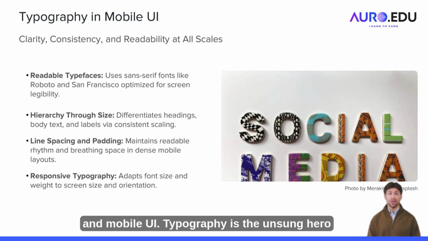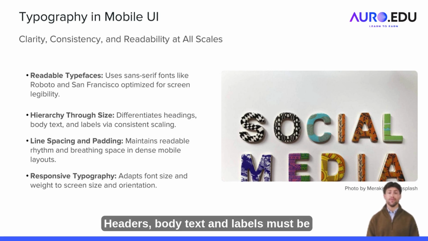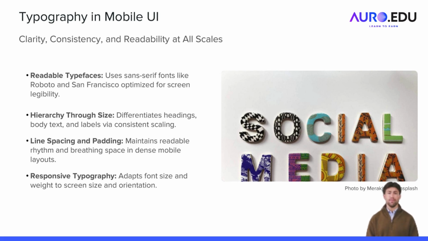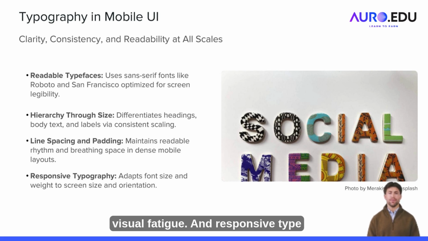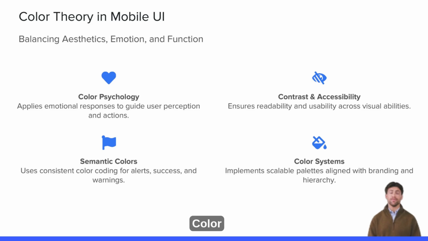Typography in mobile UI. Typography is the unsung hero of usability. We choose sans serif fonts for readability, size and weight signal importance. Headers, body text, and labels must be distinct. Line spacing and padding prevent visual fatigue. And responsive type adapts to screen size and orientation.